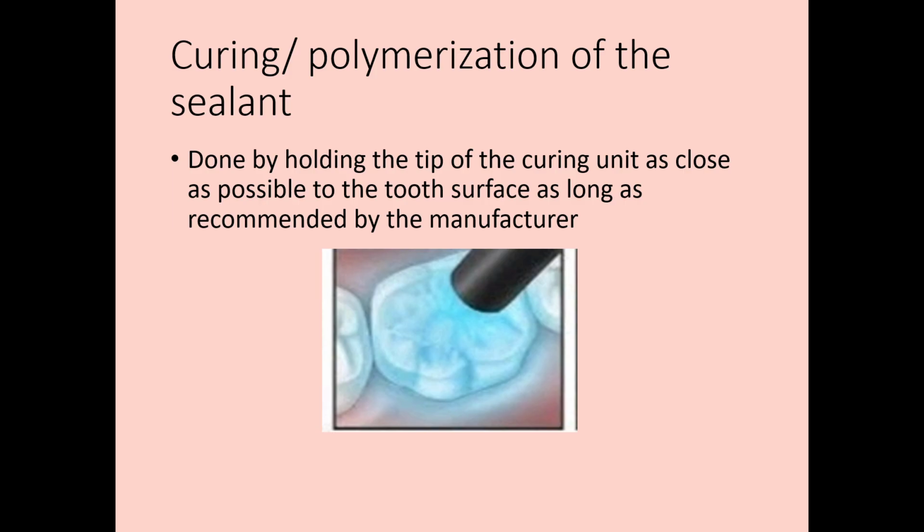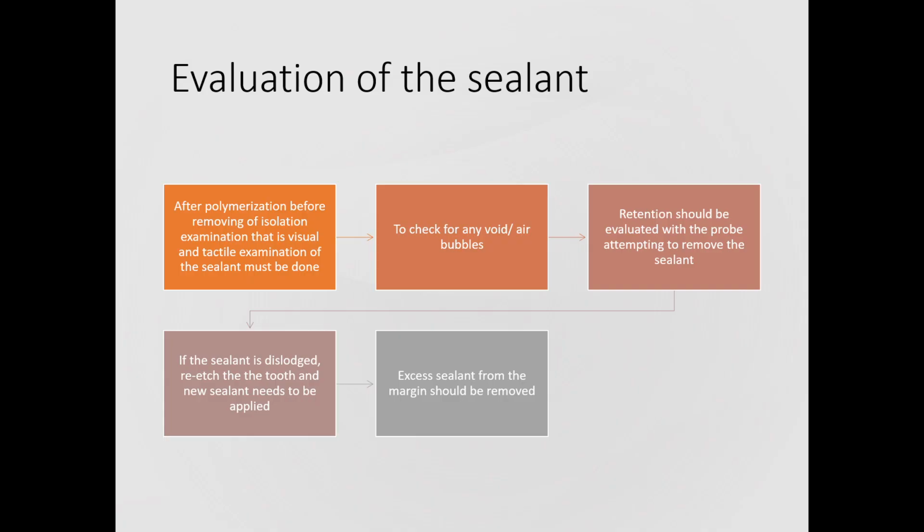Curing is done with the curing tip placed as close as possible to the tooth structure and for the time recommended by the manufacturer. Evaluation of the sealant is done after polymerization, before removing the isolation. Examination, visual and tactile, of the sealant has to be done. Check for any void or air bubble. Retention should be evaluated with a probe, trying to dislodge the sealant. If the sealant is dislodged, re-etch the tooth and reapply new sealant.